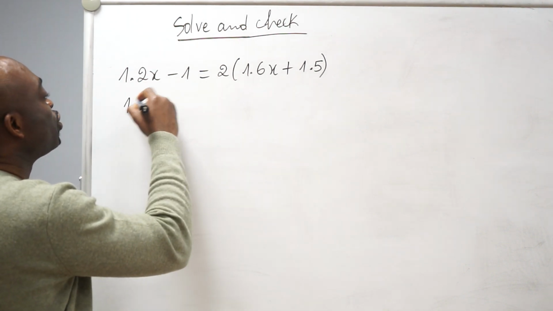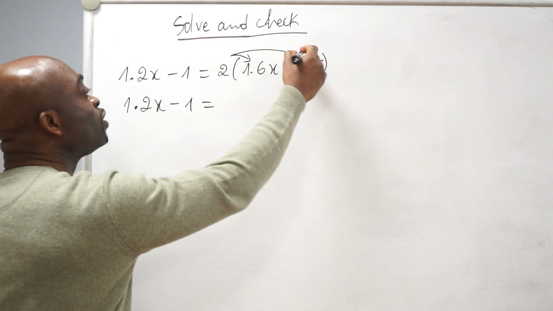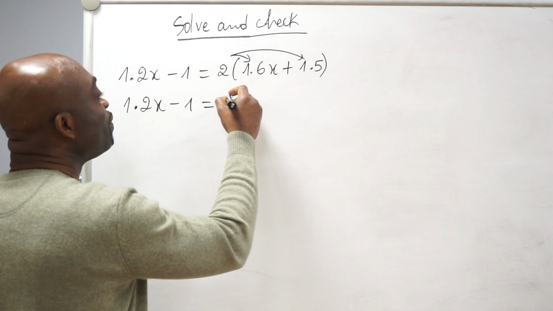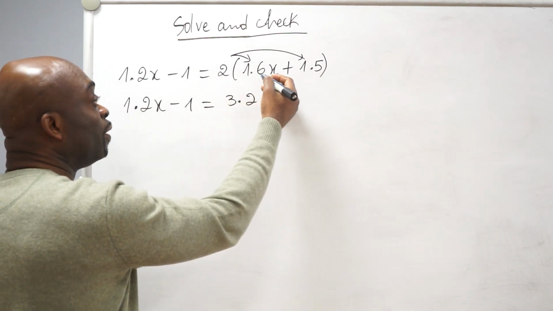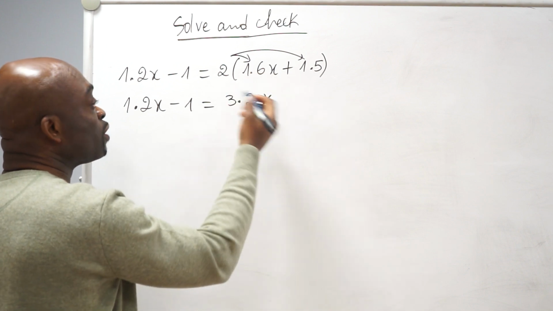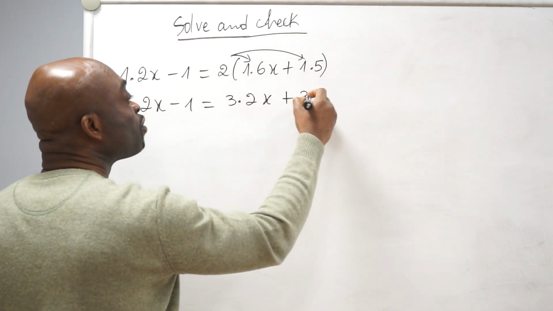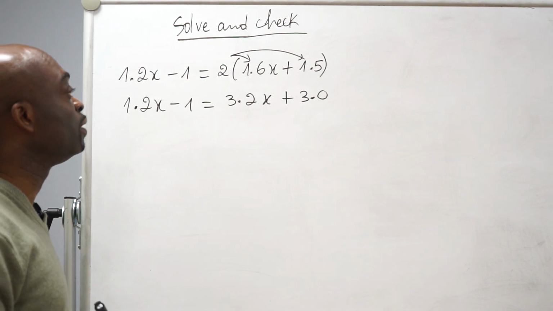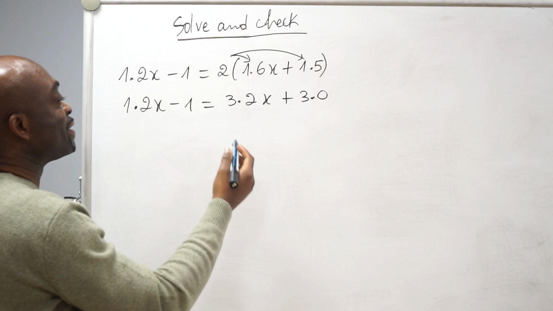So we have 1.2x, we just bring these two down, equals what? So it's 2 times 1.6x, that would give us 3.2x, because 2 times 6 is 12, 2 down, carry 1, 2 times 1 is 2, plus 1 is 3. And then 2 times 1.5 will give us 3.0, or just 3. All right, we good?